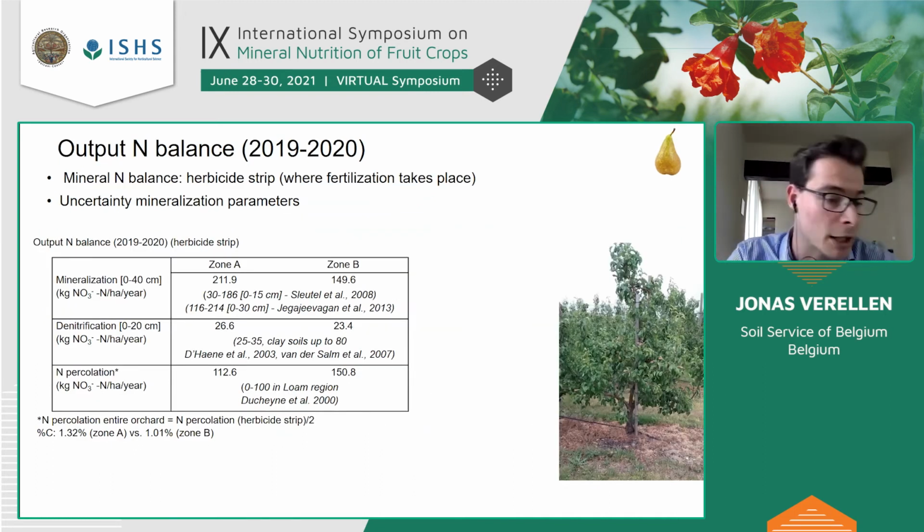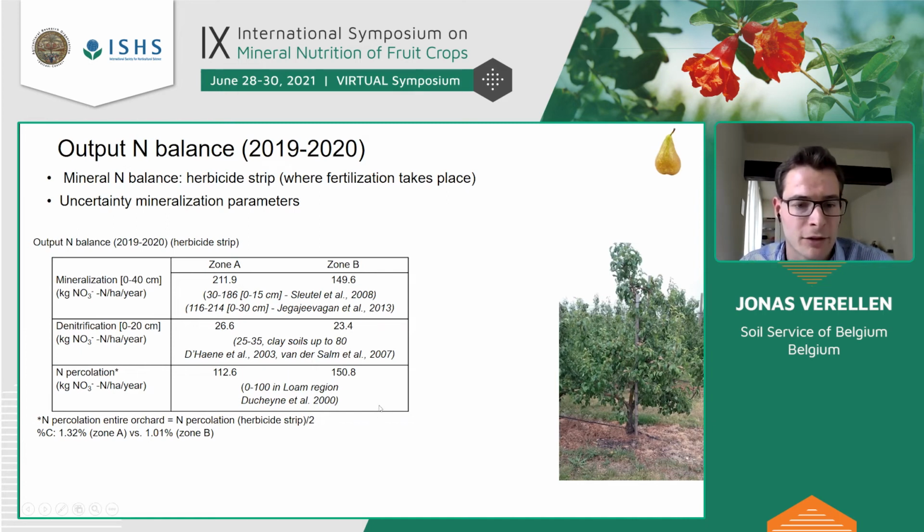Now I will discuss the output from the nitrogen balance. It's important to mention that the nitrogen balance was set up for the herbicide strip. This is the strip in the pear orchards where the pear trees are planted and fertilization takes place.